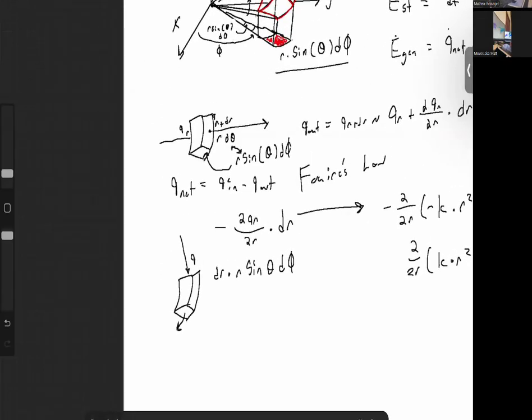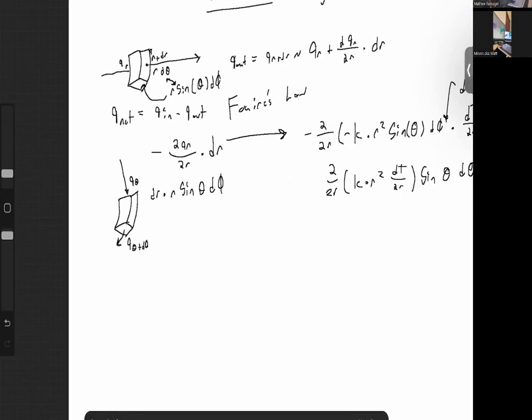Okay, so now we're going to do the same justification. We have Q of theta going in, and we have Q of theta plus dθ leaving our system. This is the same song and dance. Eventually, Q net equals negative change of Q of theta over change of theta multiplied by, in this case, dθ. So that's what we get for a Q net of theta.